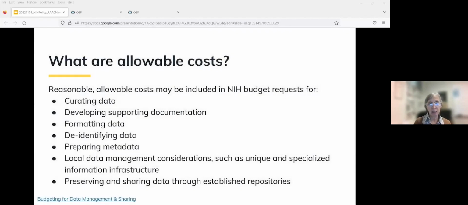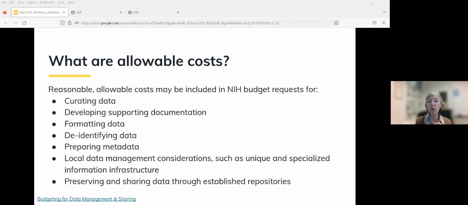What are allowable costs? Well, I've bulleted them here. And they are touched on in that Forms H that is now available. Curating, developing the supporting documentation, formatting the data appropriately, de-identifying it. So there may be personnel costs that maybe in a softer data plan world, people just kind of rolled in and didn't think about really how much time each of these steps will take.